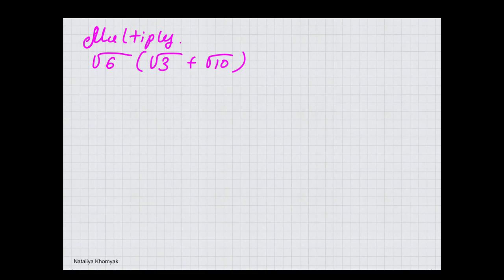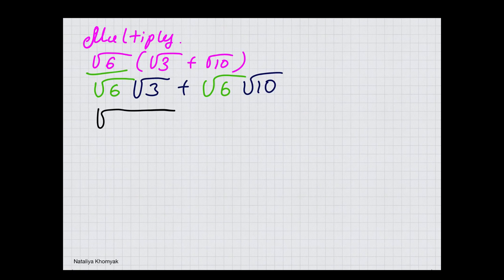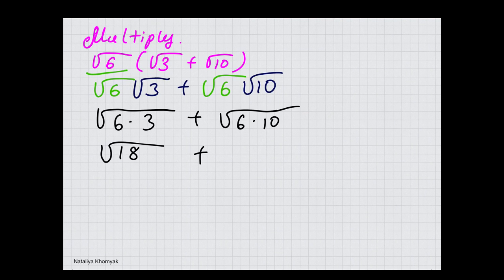Here we have square root of 6 times the sum of square root of 3 and square root of 10. So the first step is to copy the inside of the parentheses. We have radical 3 plus radical 10, and we are distributing this square root of 6. So this will become square root of 6 times 3 plus square root of 6 times 10. So we have square root of 18 plus square root of 60.